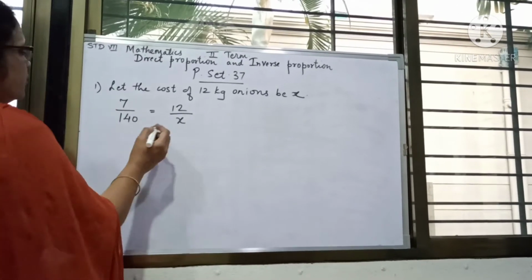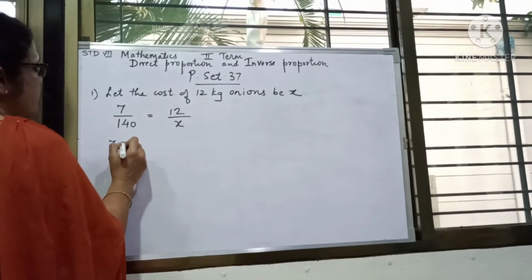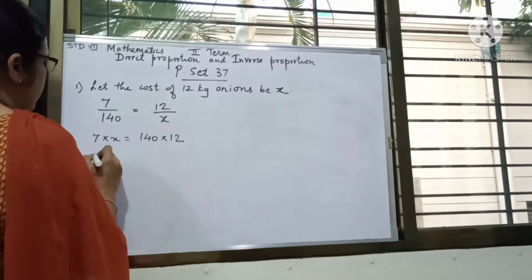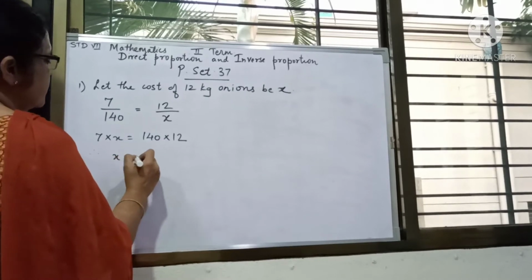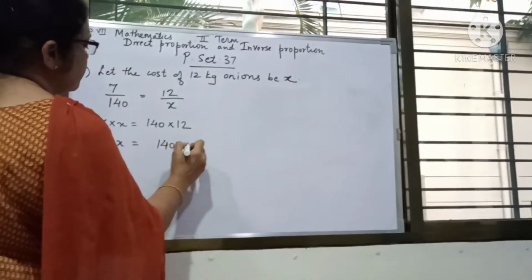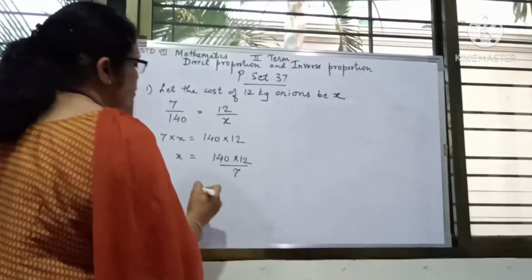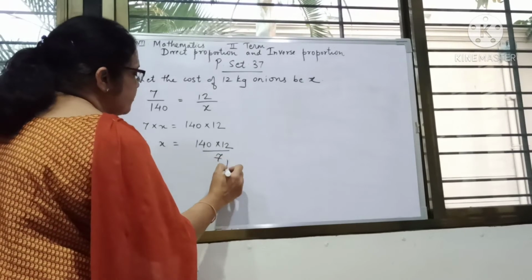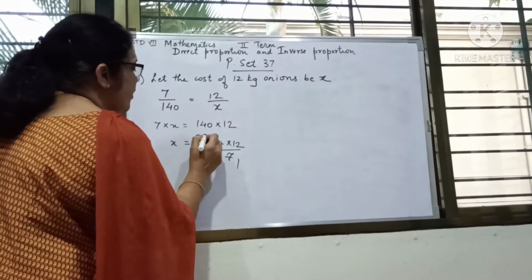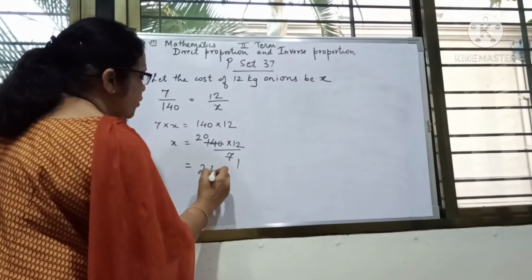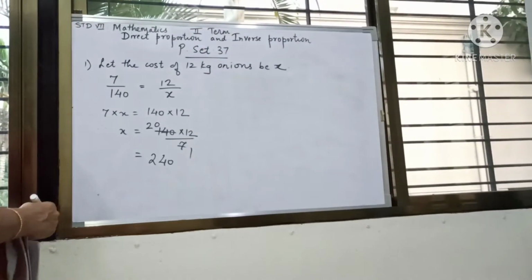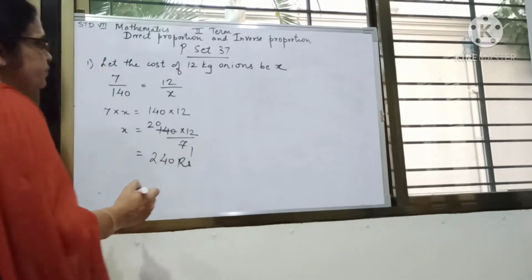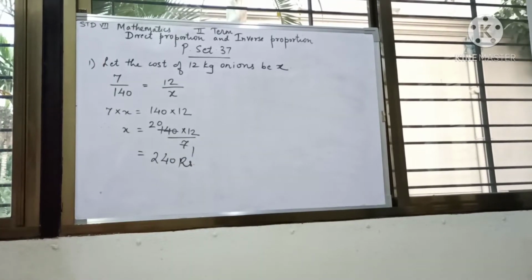So doing the cross multiplication, we have 7 into x is equal to 140 into 12. Therefore, x is equal to 140 into 12 upon 7. You have to divide both sides by 7. So 7 ones are 7, 7 twenties are 140. So it comes 240. So the cost of 12 kgs of onion is 240 rupees. So this is direct proportion.